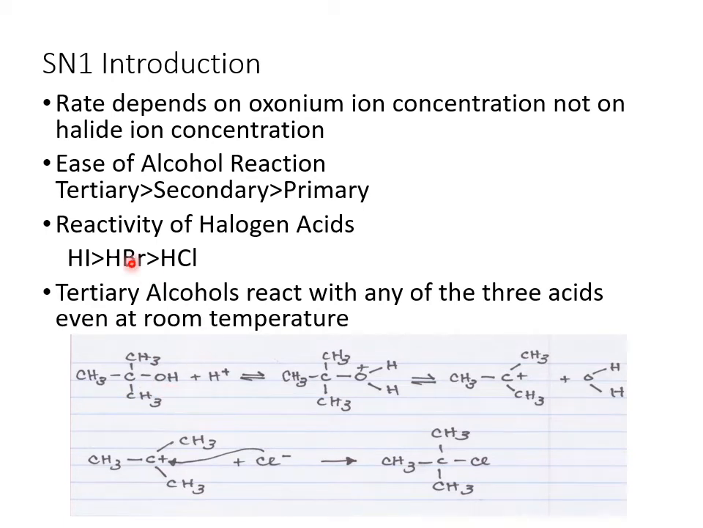And this is mainly because alcohol is a difficult leaving group, right? One other thing to say is that of the reactivity of the halogen acids, the most reactive is hydroiodic acid, and then HBr and then HCl. Now, I said earlier that iodine is a good leaving group. It also happens to be a very good nucleophile, right? So it's able to attack the carbon more easily than, let's say, chlorine. Tertiary alcohols are able to react with any of these acids, even at room temperature.